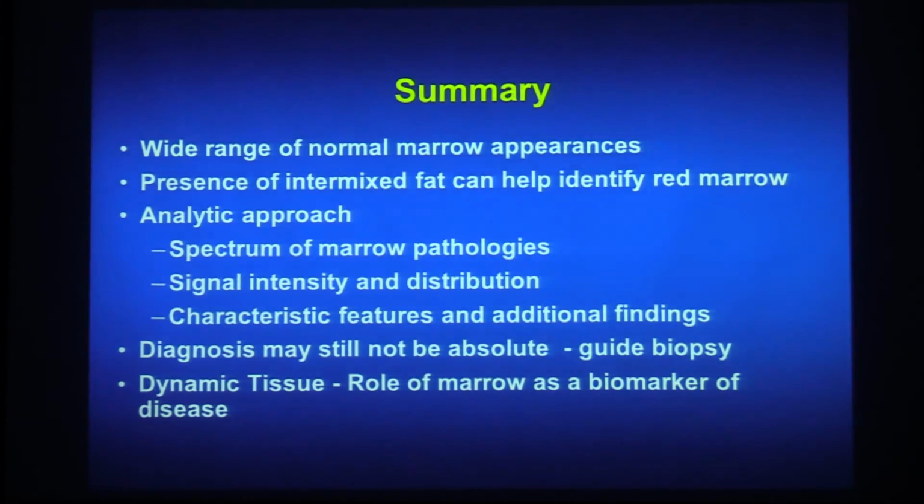So I just want to summarize and remind you that there's a wide range of normal marrow appearances, and the presence of intermixed fat within the red marrow can be very helpful in trying to identify normal red marrow, even when it's asymmetric. There's an analytic approach to apply in terms of understanding what can go wrong in the marrow, looking at signal intensity and distribution, and really working hard to see characteristic features, additional findings, and figuring out what the real history is. The diagnosis may still not be absolute based on imaging, but you can use imaging to guide biopsy to the most suspicious looking areas.